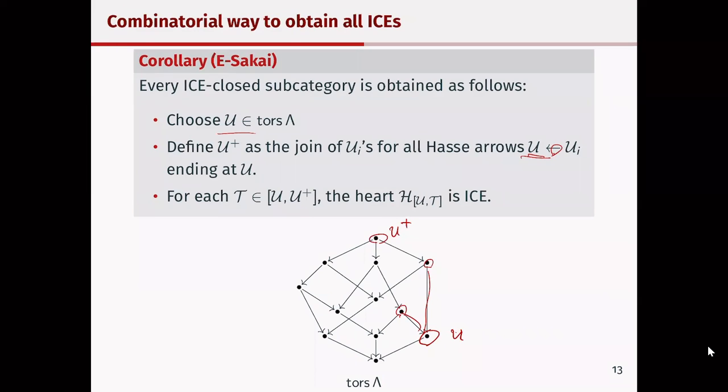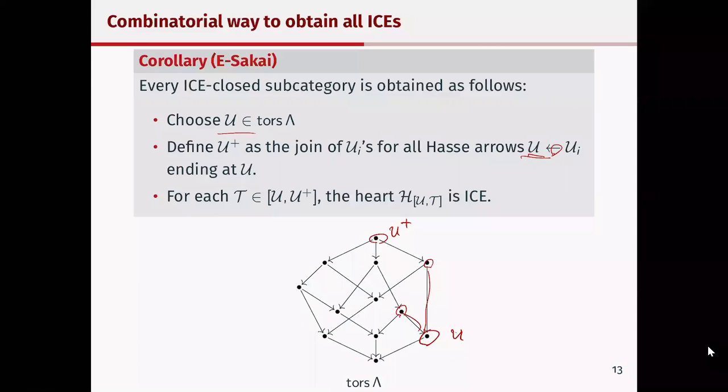Then for each torsion class between U and U plus, take its heart. This heart is an ICE closed subcategory. So in this case, this is ICE closed, this is ICE closed, this is ICE closed, and this is ICE closed. And every ICE closed subcategory is obtained as the heart of such an interval.